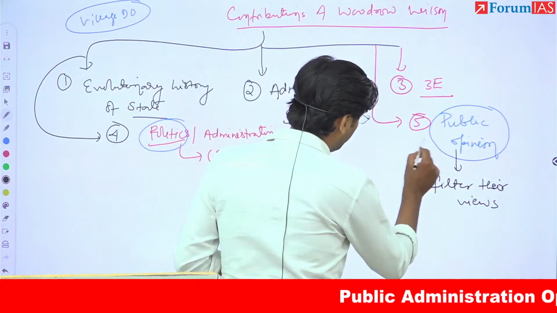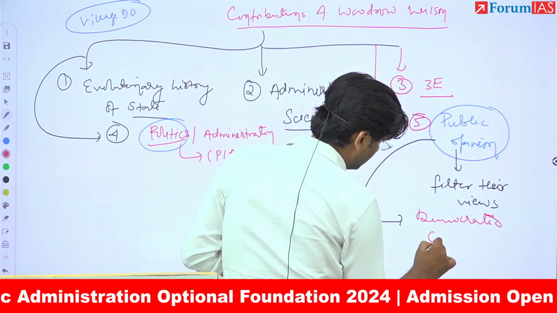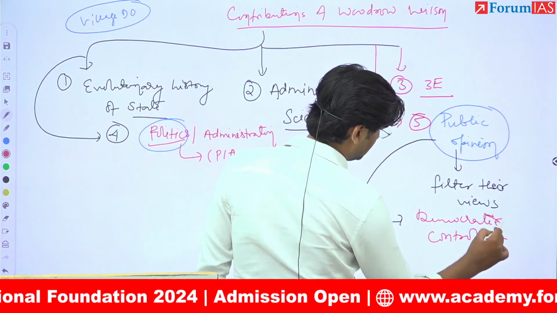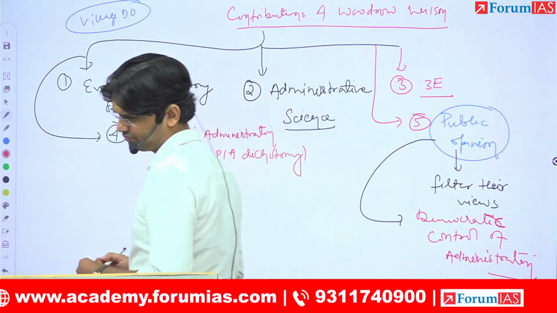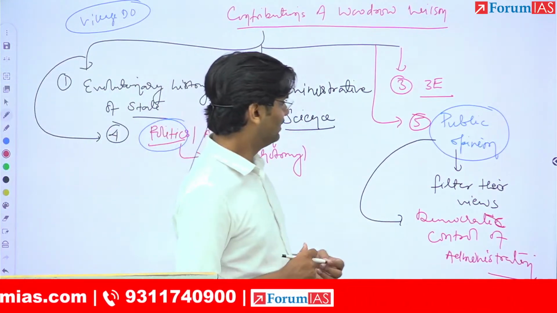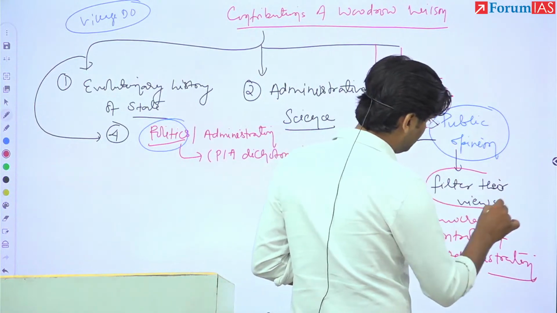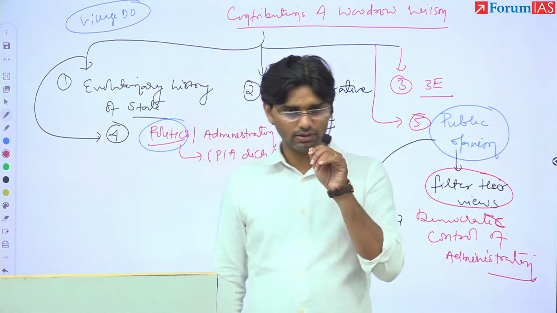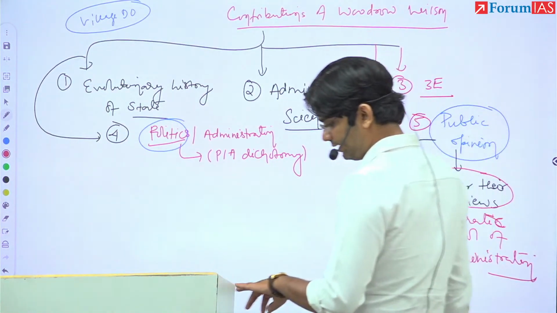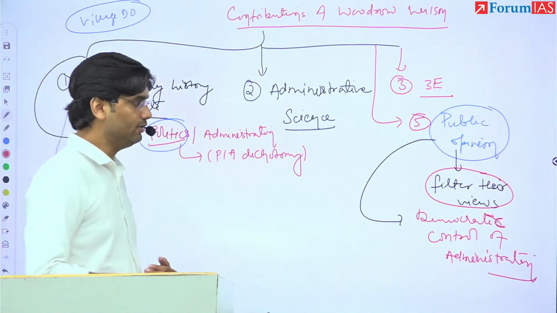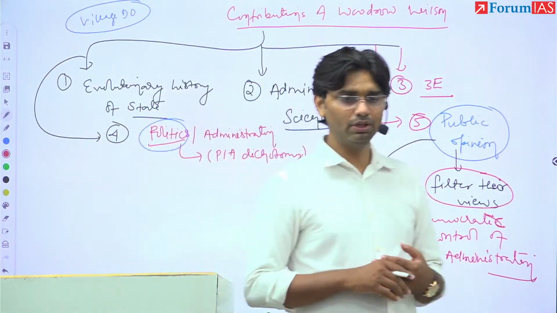So Woodrow Wilson says that public opinion is important for democratic control of administration, but not every public opinion may be good. That is why it is the responsibility of the administration to filter the views of public opinion. It is necessary that the administration should filter the views of public opinion.